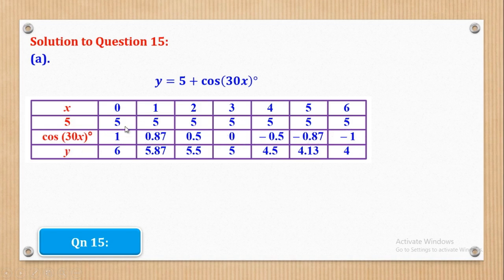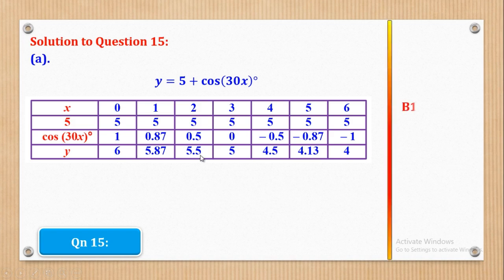Now the y, remember y was 5 plus cos 30x, therefore you're going to add this with this. So 5 plus 1 is 6, 5 plus 0.87 is 5.87, 5 plus 0.5 is 5.5, 5 plus 0 is 5, 5 plus negative 0.5 is 4.5, 5 plus negative 0.87 is 4.13, and 5 plus negative 1 is equal to 4. So basically that's how they can get the values of y.